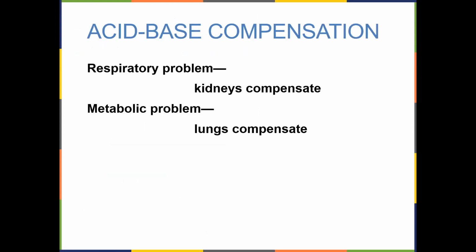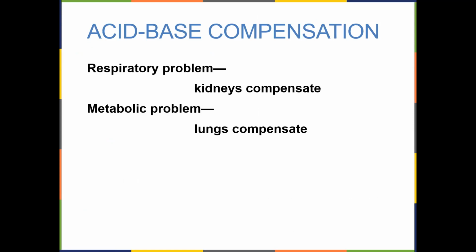Now, how do we fix it? If it is a respiratory problem, the kidneys will compensate. If we have trouble with gas exchange, if the breathing rate is depressed or elevated, the kidneys will compensate by either retaining or secreting hydrogen ions. However, if it's a metabolic issue, the lungs will fix it.